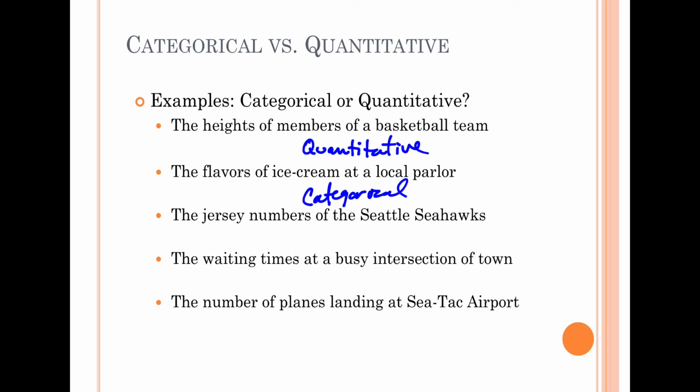The jersey numbers of the Seattle Seahawks, well, this would be, I want to say unfortunately, I'm just still mourning the loss of our quarterback, but the jersey numbers, these would be numbers, but those numbers really don't have any numerical meaning. So this would be categorical. The waiting times at a busy intersection, well, that's a measurement, so that's quantitative. And the number of planes landing at SeaTac Airport, well, that's a count. So that count would be quantitative.